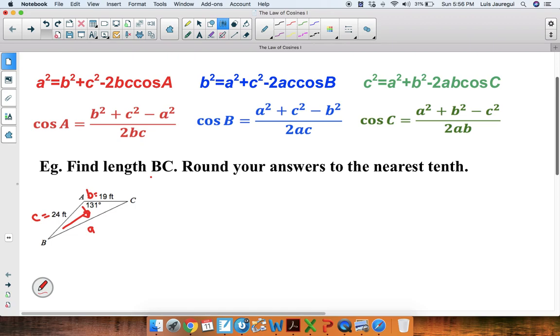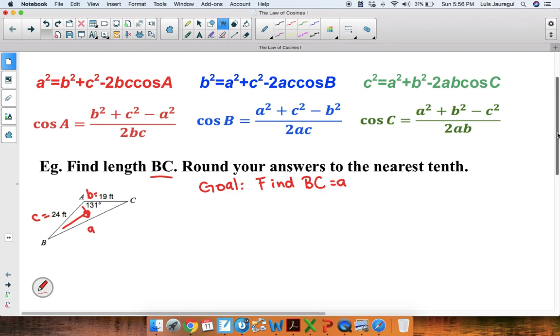Now our ultimate goal is to find the length BC. So let's write it down. Our goal is to find length BC. But BC is the length of this line segment. It's actually A. Okay, so we're looking for A.